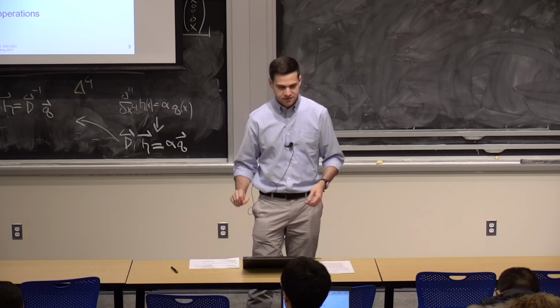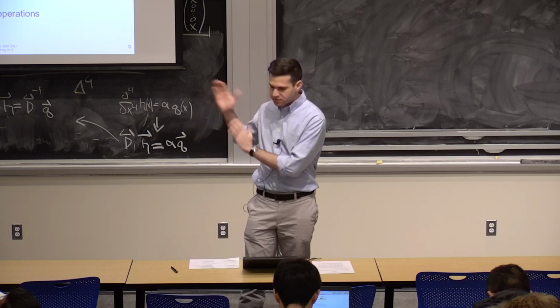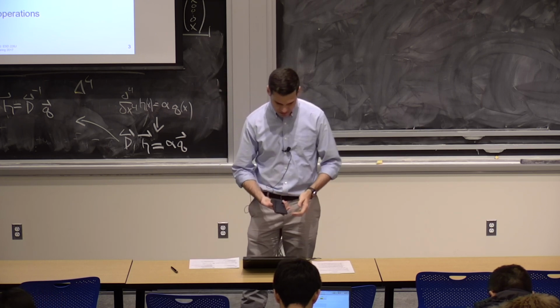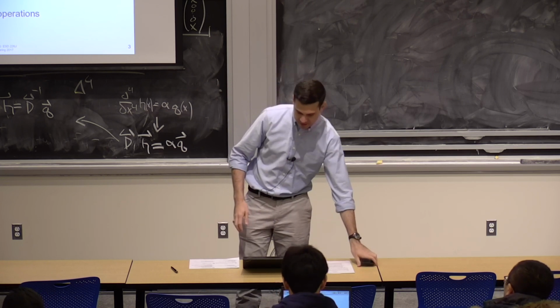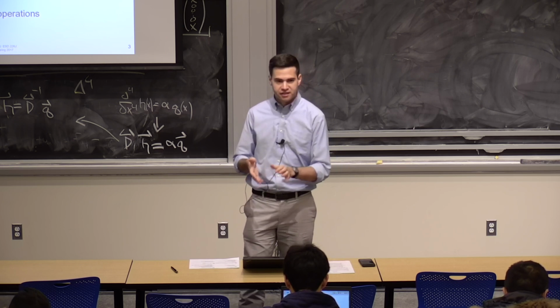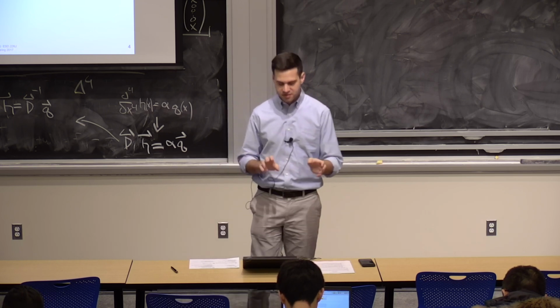And then there's operating costs. Those have to do with, they're more proportional to how much service you output. So labor, wages, and benefits, materials and supplies. Materials includes fuel, right, and tires and electricity to run the powered metro. Then there's agency administration and other kinds of expenses of this nature, right? So it's important to keep those two in mind, because the cost models that we specify should take these into consideration and be able to allocate the capital and operating expenses separately.